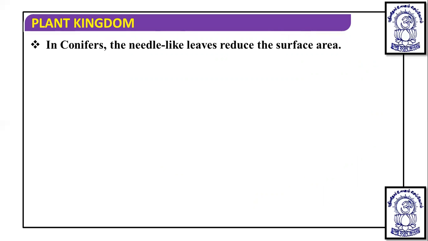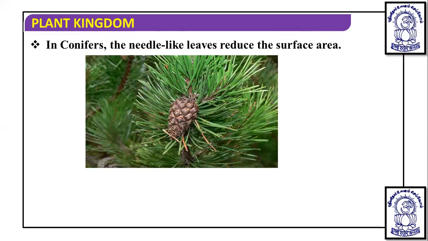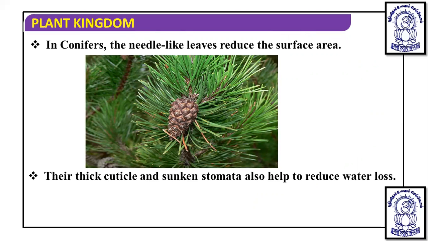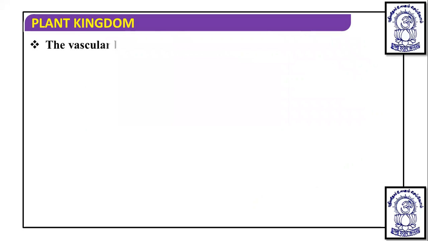Some of the conifers have needle-like leaves that reduce the surface area, and their thick cuticle and stomata also help to reduce water loss, because gymnosperms are usually considered xerophytes. And xerophytes have a thick cuticle, needle-like leaves, and sunken stomata. Then the chances of loss of water get reduced. So due to this, the plant can survive.